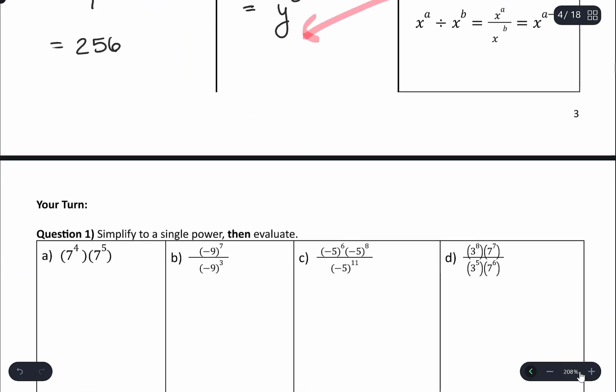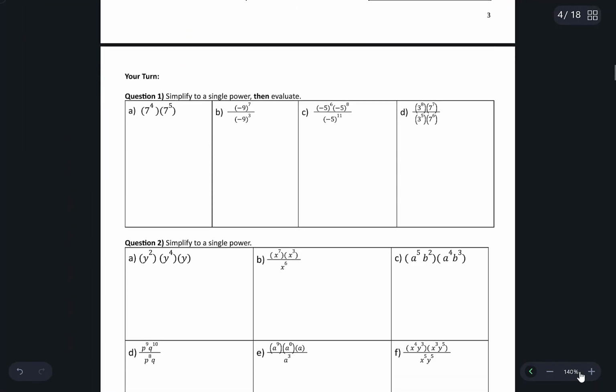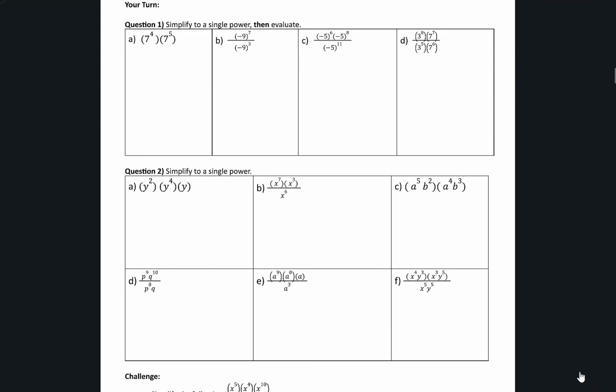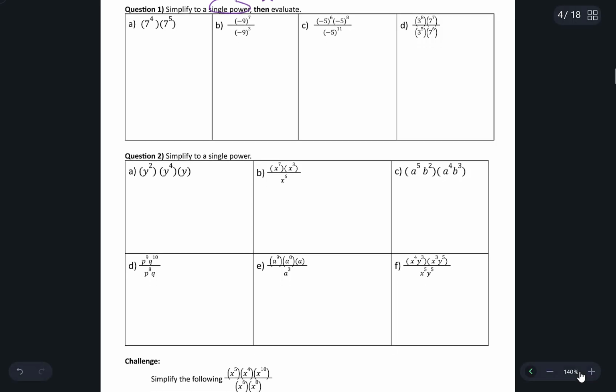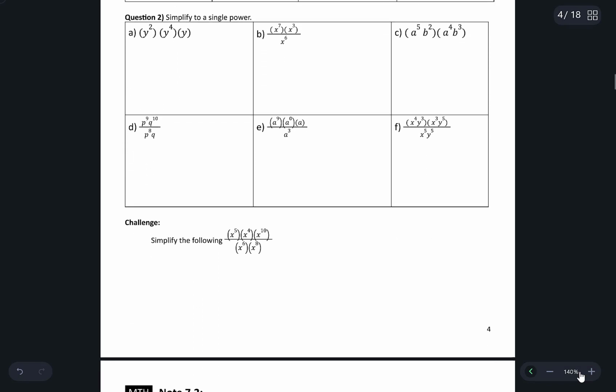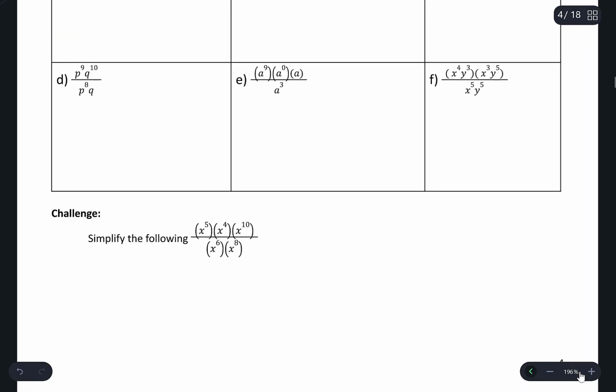So on the next page, it says your turn. So this is your turn to try to simplify these as a single power first. Remember, we want to make sure that we have one base, one exponent, so we're getting something like x to the exponent a, right? And then evaluate if you can. Challenge yourself to try these 2 problems here. And if you want to go even further, there is a challenge question at the bottom of our page.